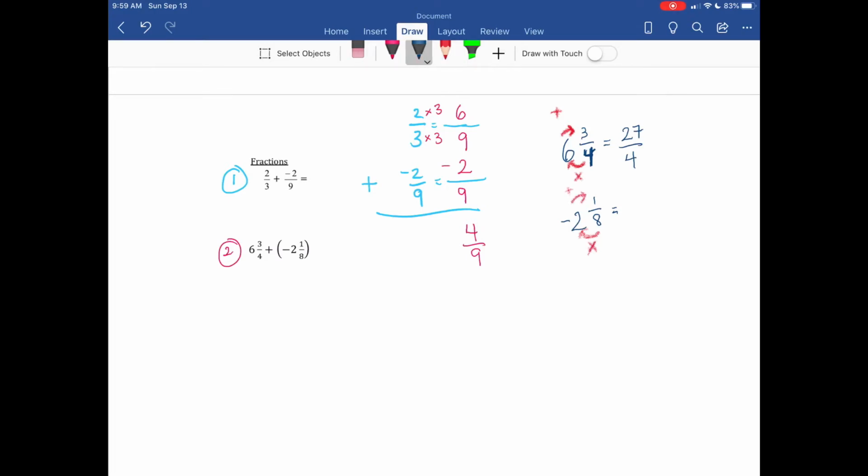Let's do it. So 8 times 2 is 16. 16 plus 1 is 17. So this, and then I bring that negative back. So now what I'm really looking for is 27/4, and I'll put plus -17/8. Not common denominators. Let's make it so.